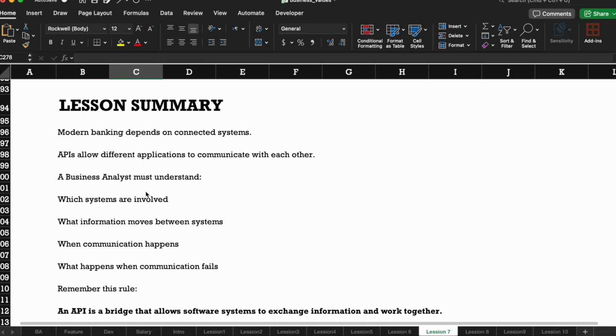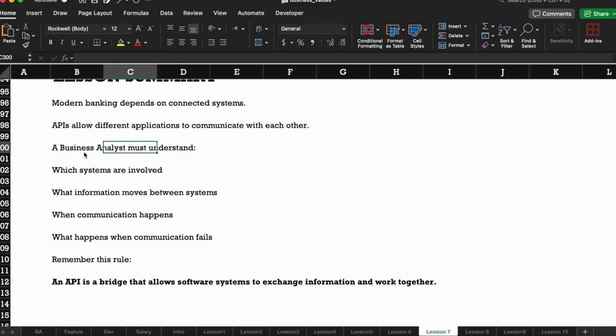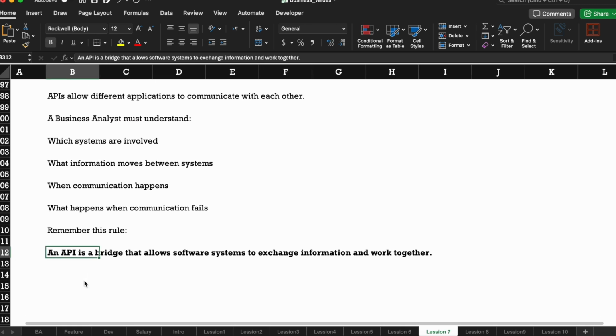Okay, so lesson summary: modern banking depends on connected systems. APIs allow different applications to communicate with each other. A business analyst must understand which systems are involved, what information moves between systems, when communication happens, and what happens when communication fails. Remember this rule: an API is a bridge that allows software systems to exchange information and work together. That's the end of lesson number 7. I'll see you guys in lesson number 8.